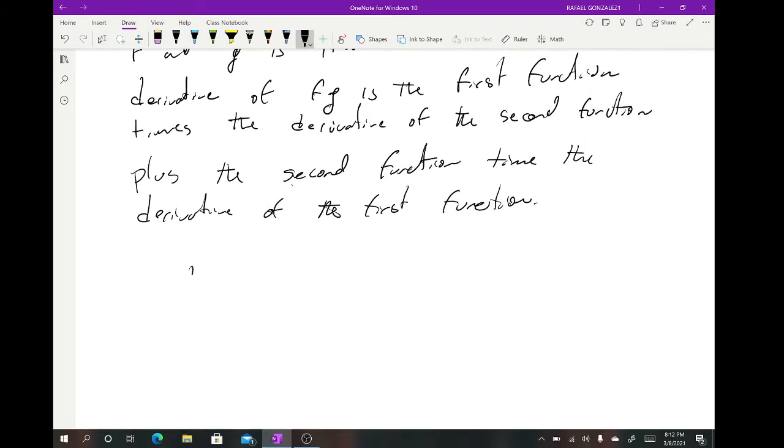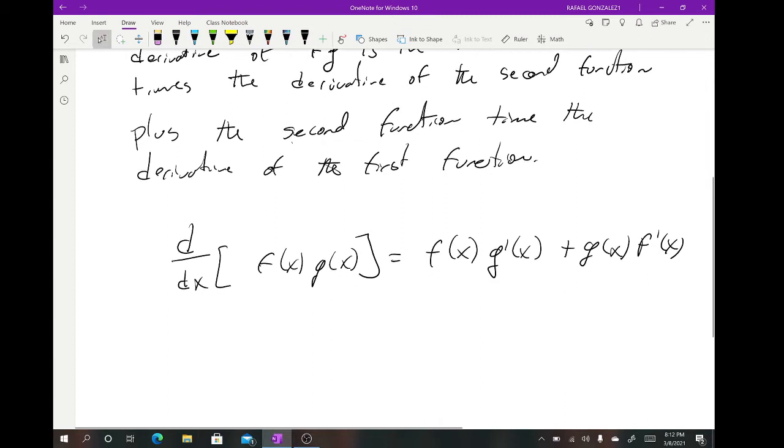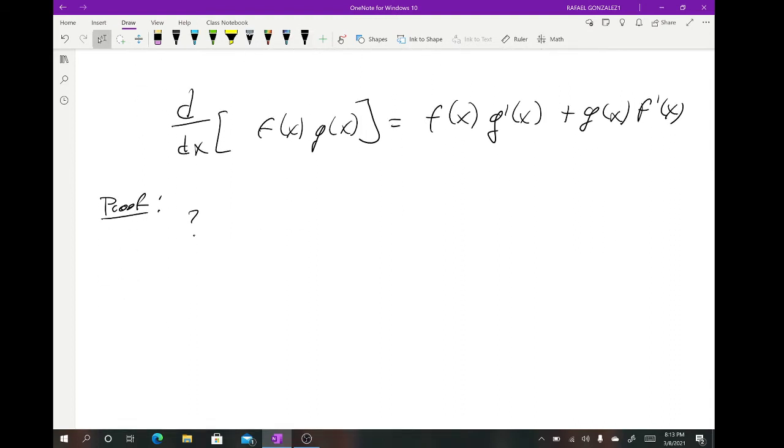So that is to say, if you're taking the derivative with respect to x of f of x times g of x, then that is equal to the first times the derivative of the second plus the second times the derivative of the first. So this is how you remember it: the first times the derivative of the second plus the second times the derivative of the first. I will prove this theorem in another video, but for now we're gonna do some examples.